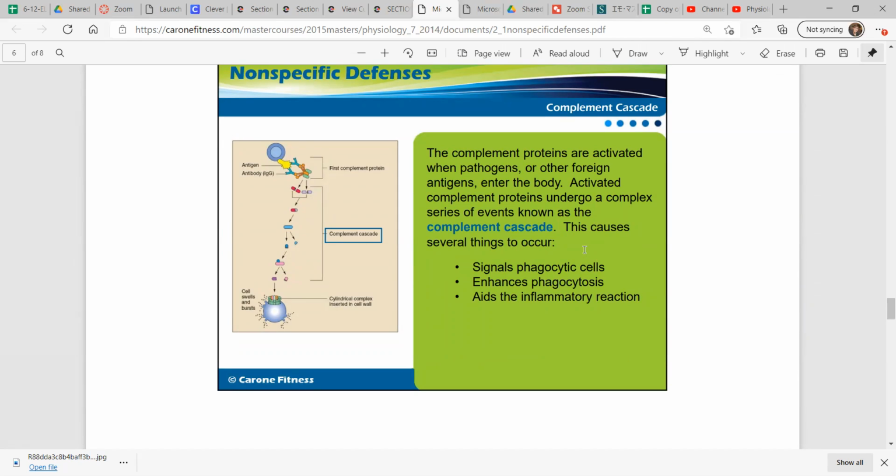This causes several things to occur. So the complement cascade signals the phagocytic cells. It enhances phagocytosis, and then it aids the inflammatory reaction. So it's like a cascading set of events. It signals the phagocytic cells, hey, it's time to eat. It enhances the eating process of these invaders. And then it also helps boost that inflammatory reaction, which tells your body, hey, something's wrong here, do something.